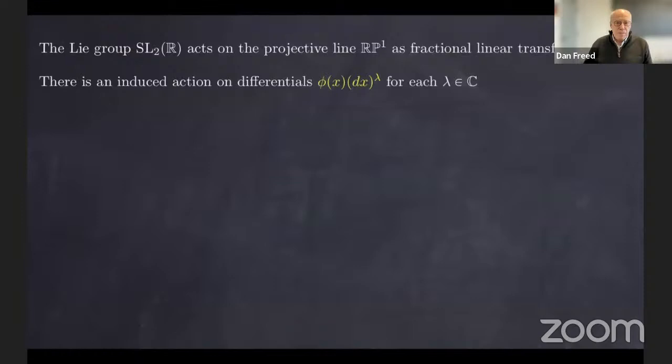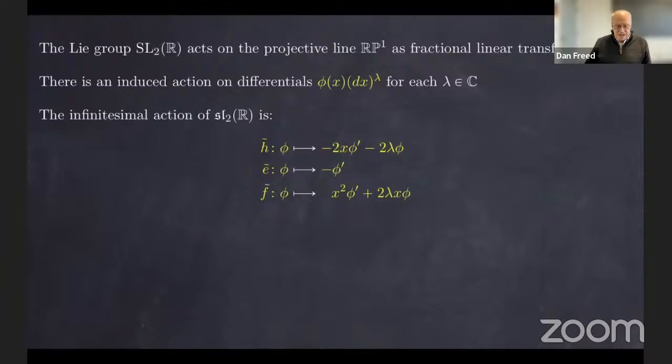So by pullback, it acts on differentials. And we'll take differentials where lambda could be any complex number. So that's an infinite dimensional vector space. This is a linear representation. And if I computed correctly, here's the infinitesimal action of the Lie algebra. These three elements act. Now they act by first order differential operators. These are the differential operators. The parameter lambda, of course, enters into the formulas.